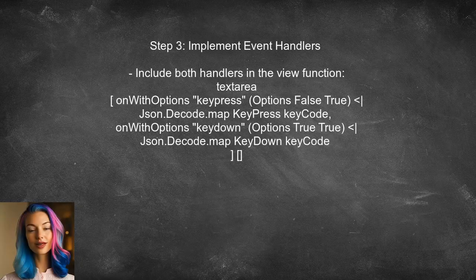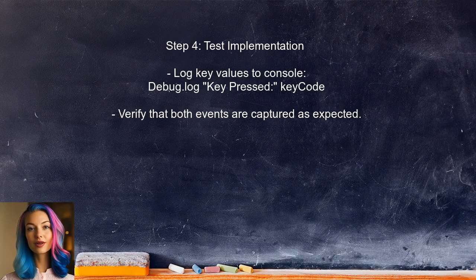Now, the user can implement the event handlers in their Elm application. They should ensure that both handlers are included in the view function so that they can respond to user input effectively. Finally, the user should test their implementation to ensure that both key press and key down events are being captured correctly. They can do this by logging the key values to the console.